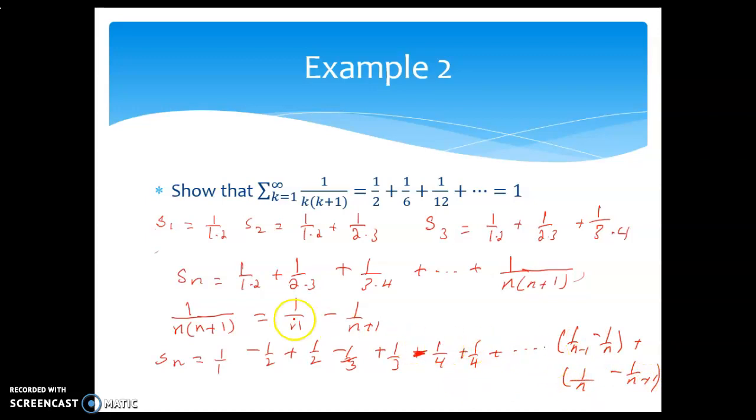So the summation would go on and on. This and this cancel out, this and this cancel out, and it goes on and on. You can do it on your paper and verify that S of n can be rewritten as 1 minus 1 over n plus 1. Now to verify that this converges to 1, we take the limit as n goes to infinity of 1 minus 1 over n plus 1. If we take the limit, we get 1.